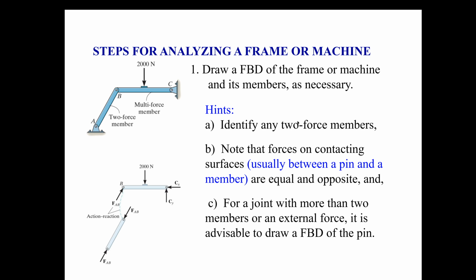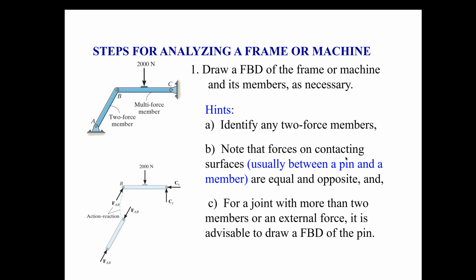Okay, steps for analyzing a frame or machine. Same thing, draw a free body diagram. Identify any two force members. This is very helpful for us in terms of breaking down the problem and simplifying it. We can have two force members, like this one here, where the only forces acting are FAB in both directions.